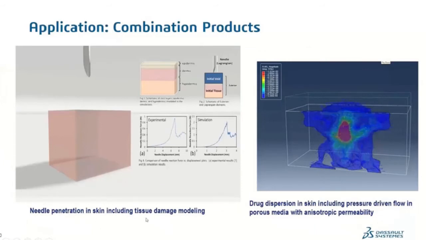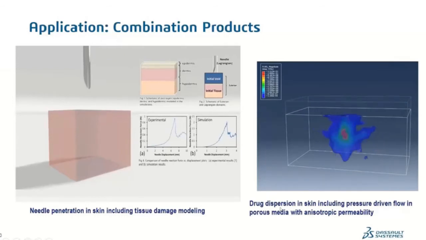Now, minimizing delivery time and patient discomfort means that we need to understand the needle penetration problem. Our human skin is a highly nonlinear, anisotropic, and multi-layered material whose characteristics depend on age, body mass index, moisture content, and other variables. At Dassault Systèmes, we have spent much time developing and validating models of human skin and other tissues that can be used to study the needle penetration problem in detail, as you can see here on the left.